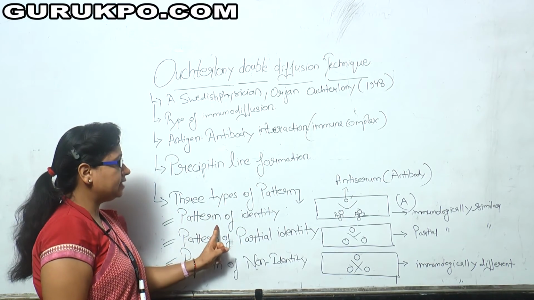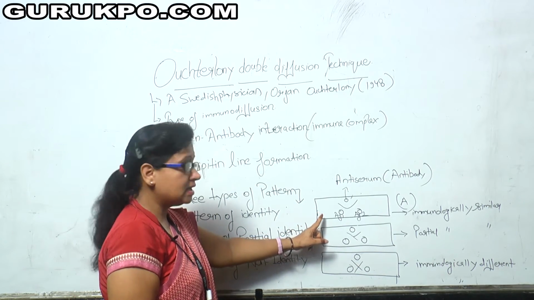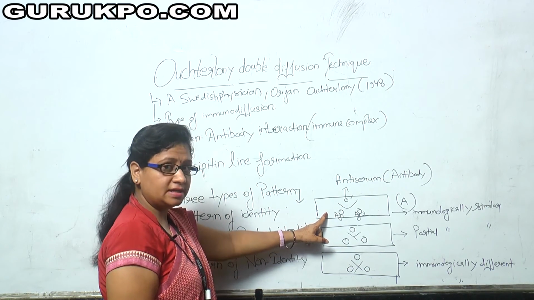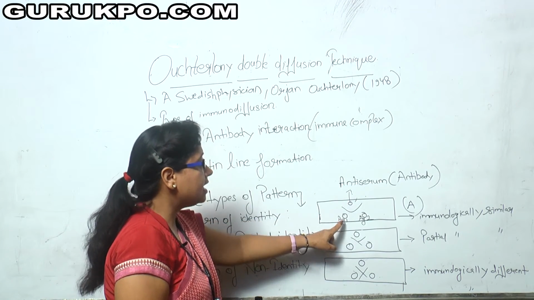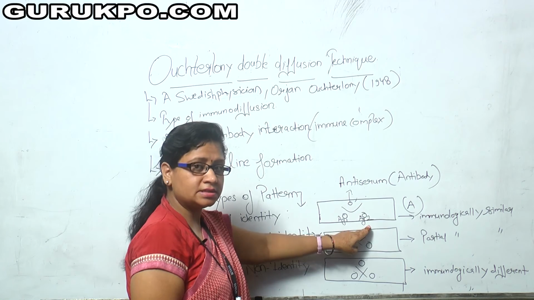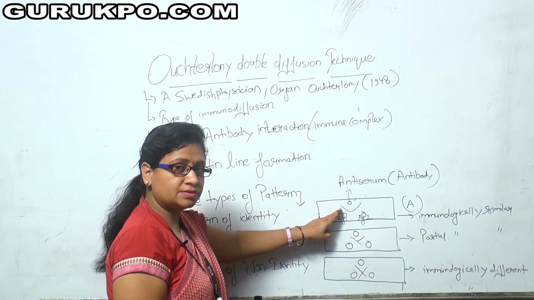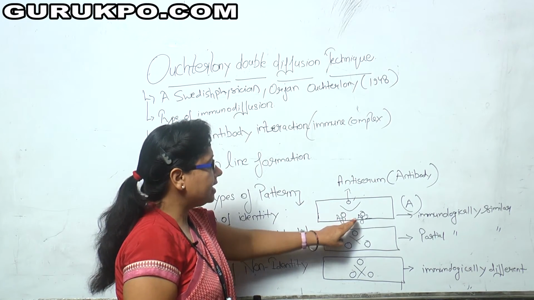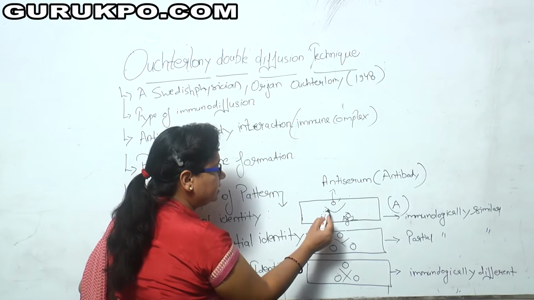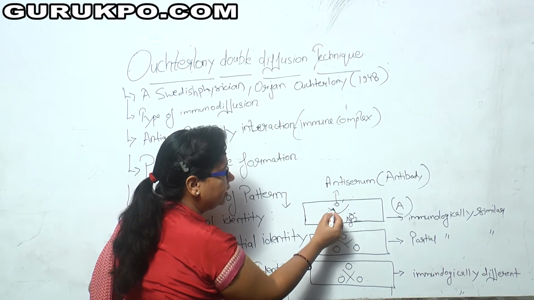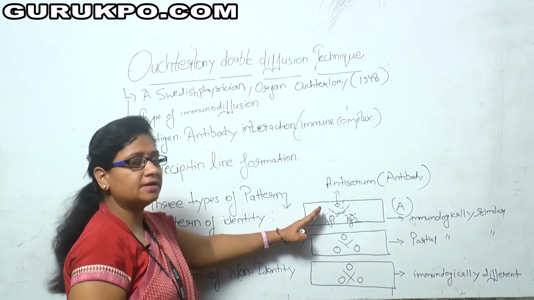The first pattern is the pattern of identity. The gel is formed on glass plates. Wells are made in the gel, and in one well antiserum is filled, and in the other two wells antigen 1 and antigen 2 are filled. The antiserum diffuses in this agarose gel along with these antigens. The antigens will diffuse like this, and the antiserum will diffuse like this. And this diffusion results in different patterns.